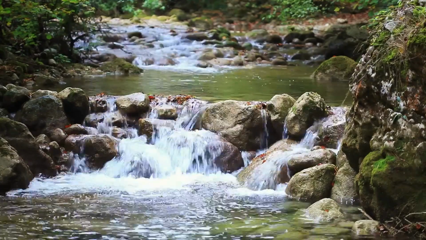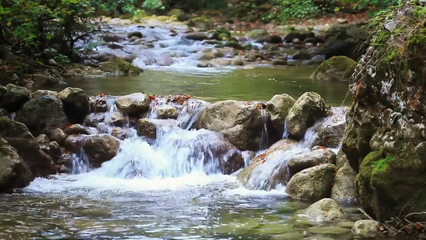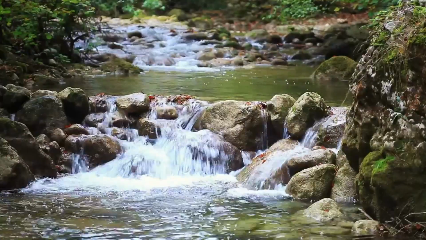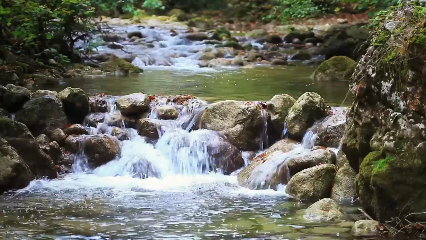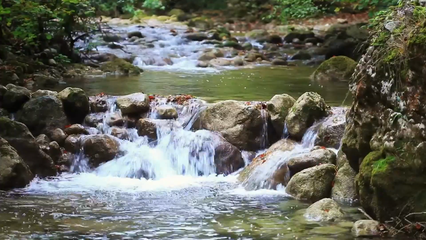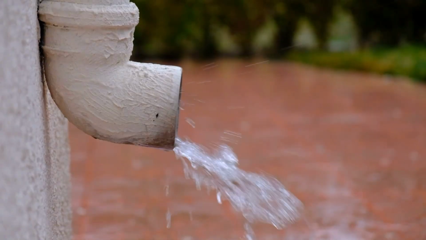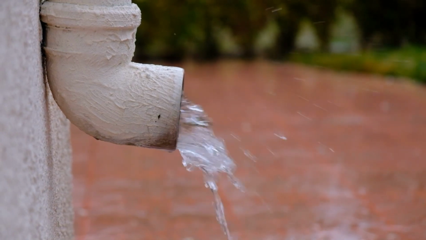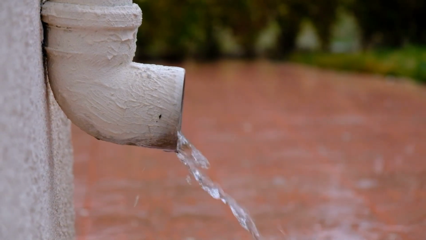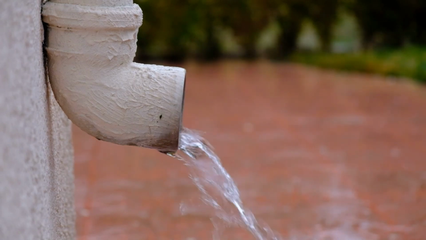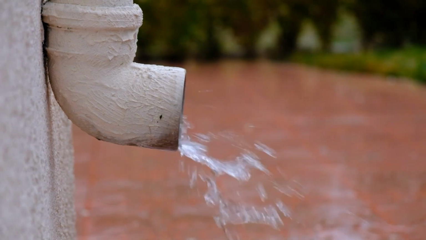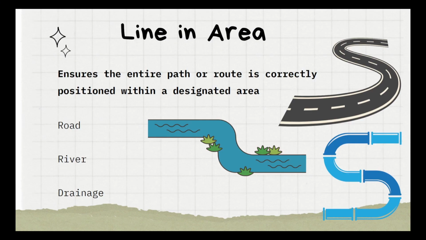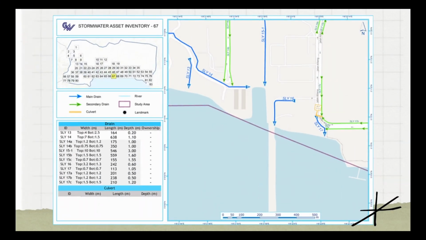This analysis allows us to understand how rivers intersect with different land cover types, influencing ecological systems and land use planning. In the context of drainage, line in area analysis provides insight into how drainage systems such as streams and channels interact with surrounding terrain, impacting flood risk assessment and urban planning. This is an example of a map that I created during my internship and mainly used line in area.